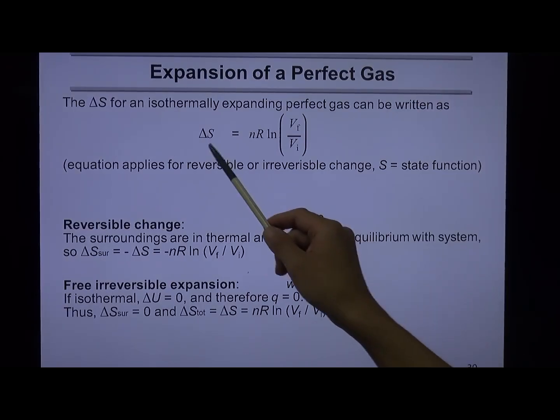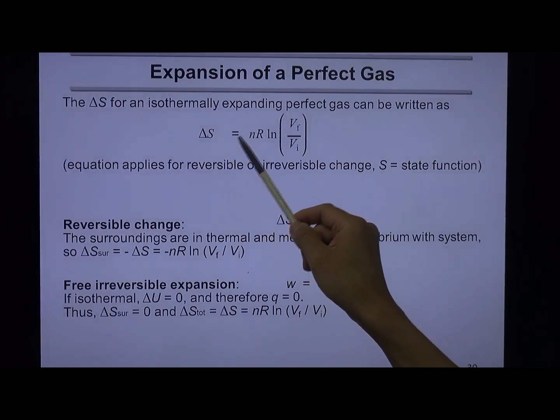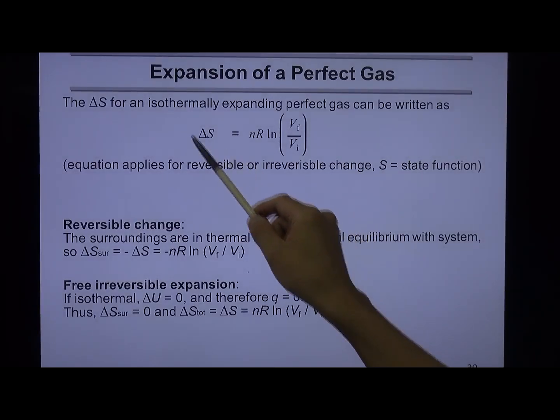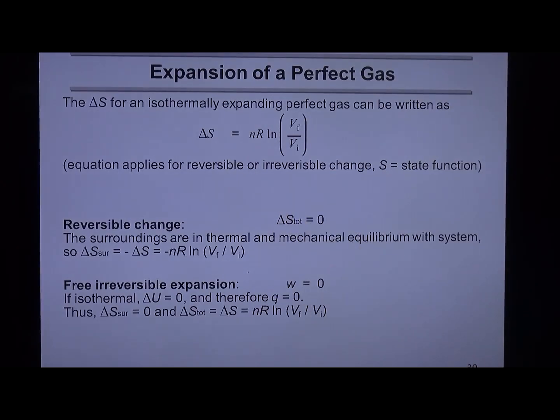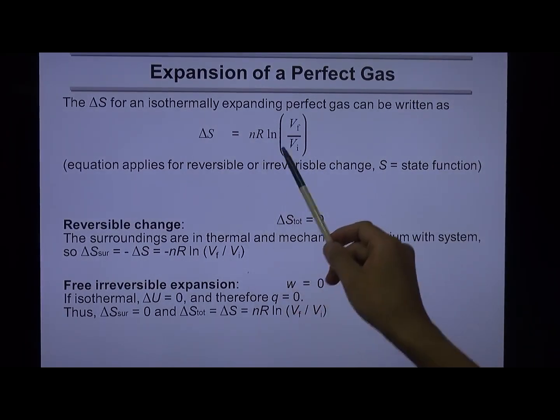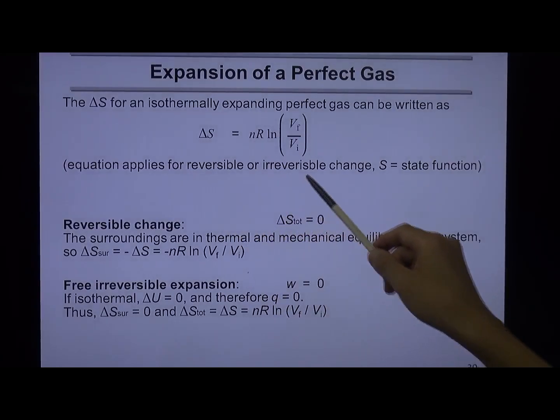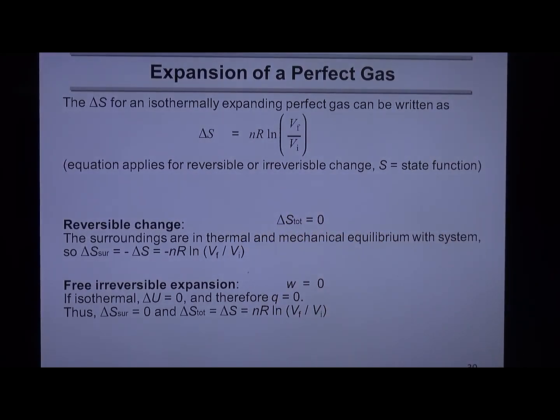Alright. So this delta S is for the system, right? I mentioned, remember, that if there is nothing here, it represents the system. We calculate this for reversible expansion, right? But this equation applies for both reversible or irreversible processes, because entropy for the system is a state function. It should be the same no matter what the processes are.